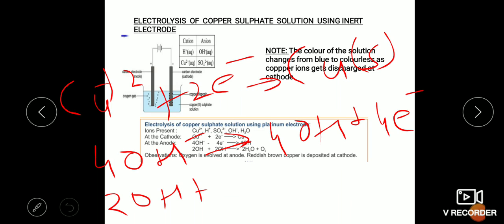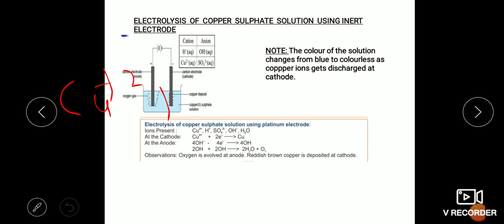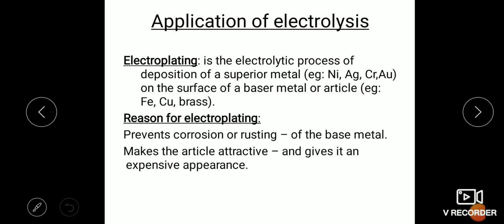So you can remember, if you are using copper electrode, the color of the solution does not fade. But if you are using platinum electrode, that is the inert electrode, the color of the solution fades. I hope students the concept is clear to you.